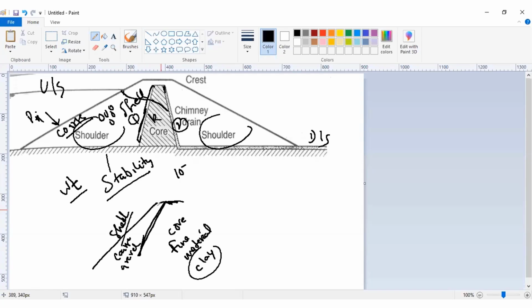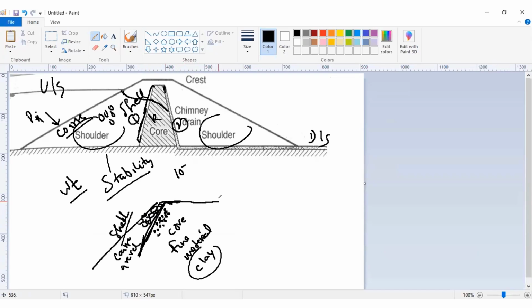So you see from this side, this core material is a fine material, so the void size, the opening in the core material, is very small. So it is not at all possible that these bigger size particles enter into the voids of this finer material.